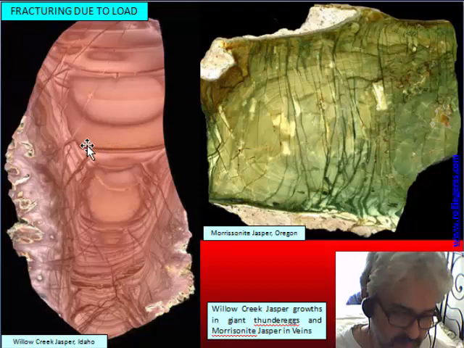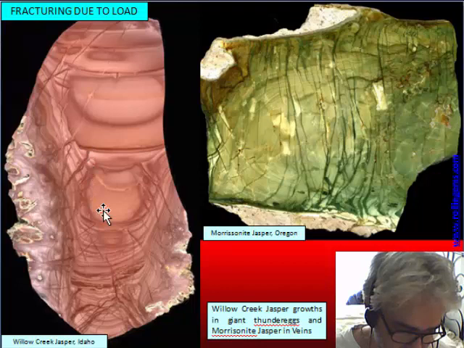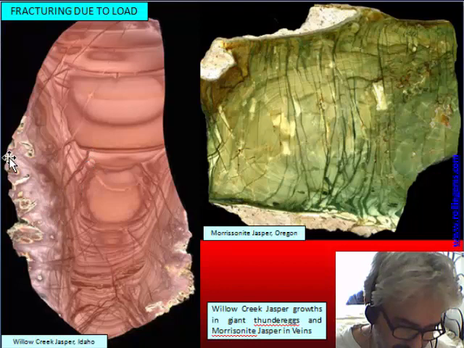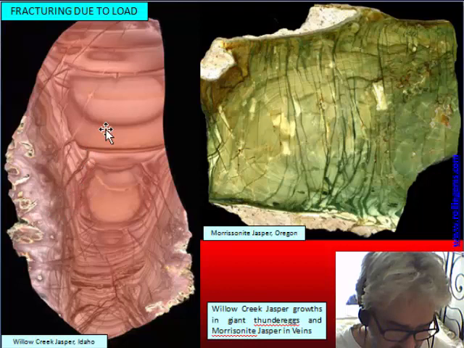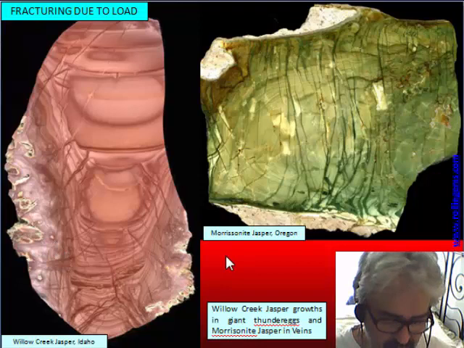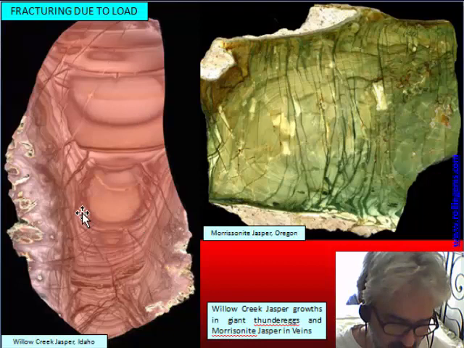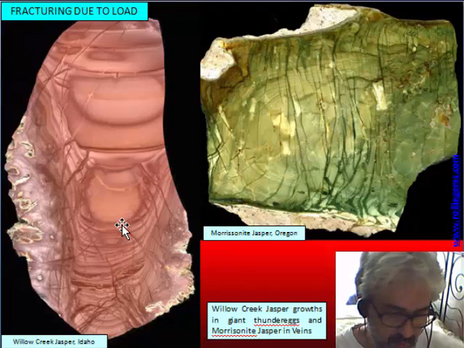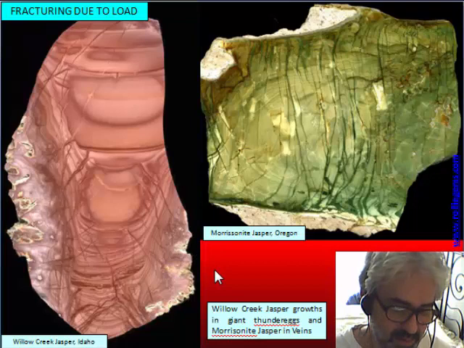But then the fracture migrates until the cavity wall. So the migration makes the fracture curve a little bit, but they go from up to down. So these fractures are due to load. In Willow Creek, we see that the load is due to the load of the jasper itself, and this appears when the jasper is a little bit hard, with respect to when it's more soft.